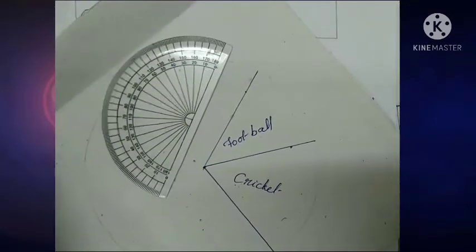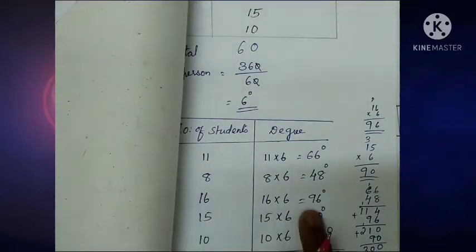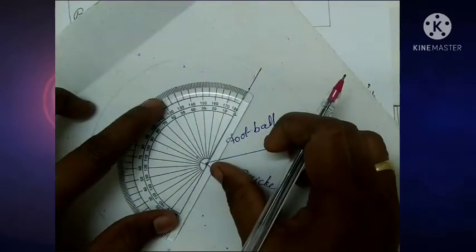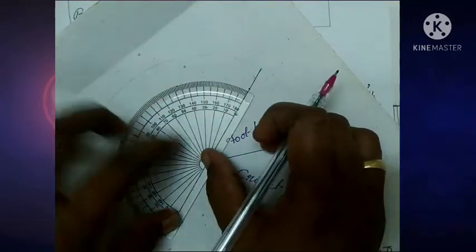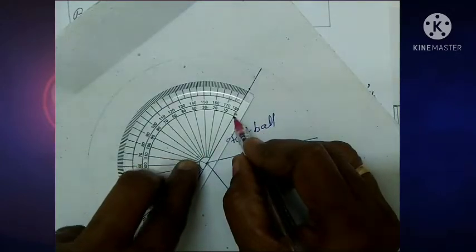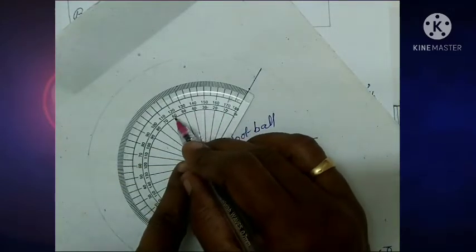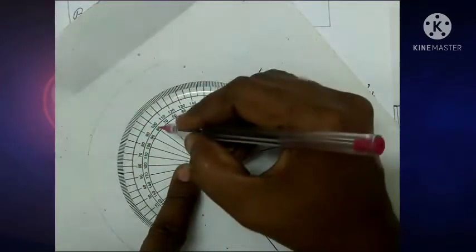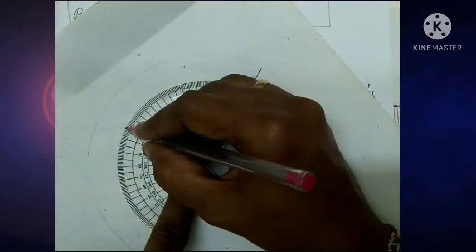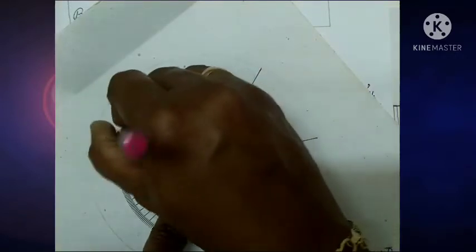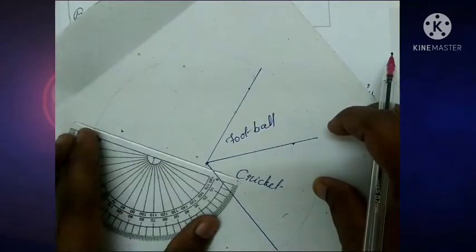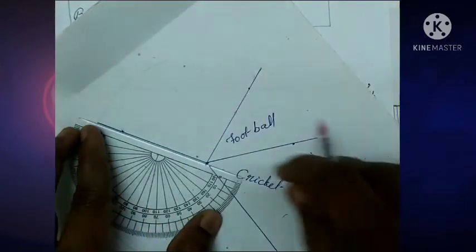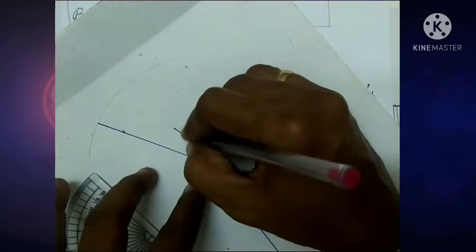And what is the third option? That is hockey. Hockey, how much? 96 degree. So place the protractor like this. 96. So starting with the 0, 10, 20, 30, 40, 50, 60, 70, 80, 90, then 91, 92, 93, 94, 95, 96. And then joining these 2 points. Then that is hockey.